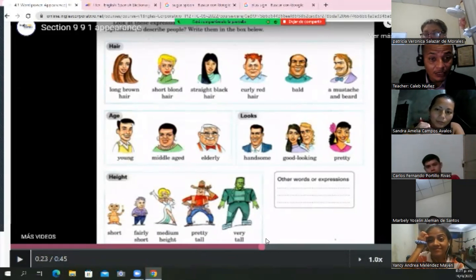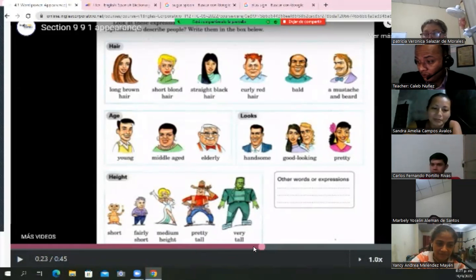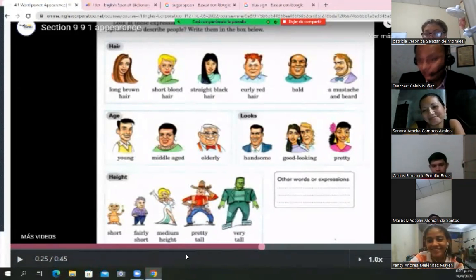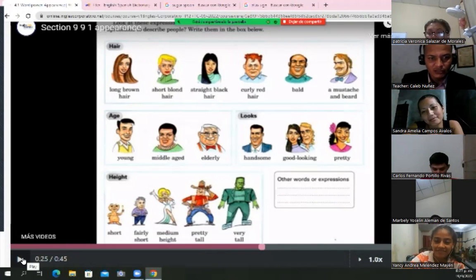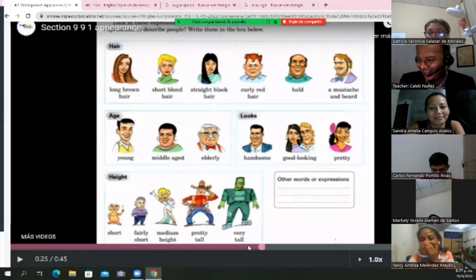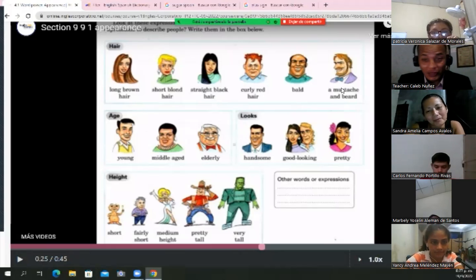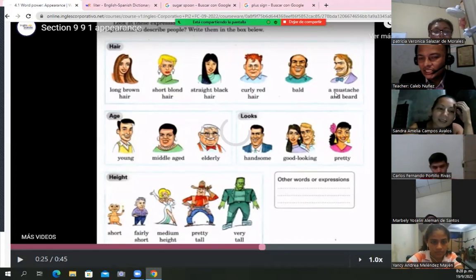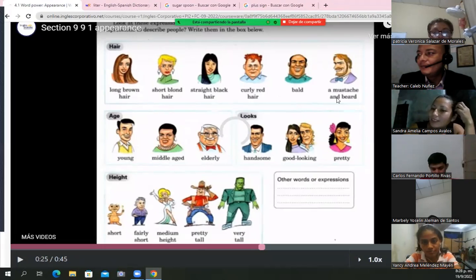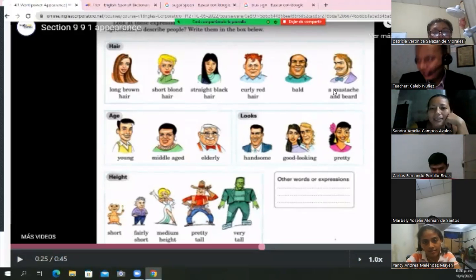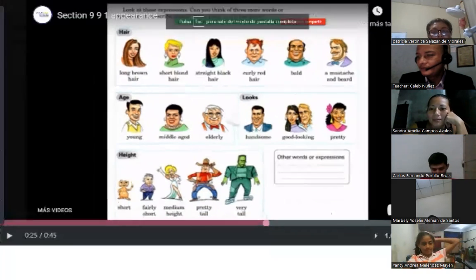Do you like mustaches and beards on men? No. It depends. Just beard. Okay, no mustache. It's a little spiny when kissing, huh? No, some people like mustaches, some people like both mustache and beards, right? So look at this pronunciation. A mustache. Repeat, a mustache. And beard. So he has a mustache and beard.